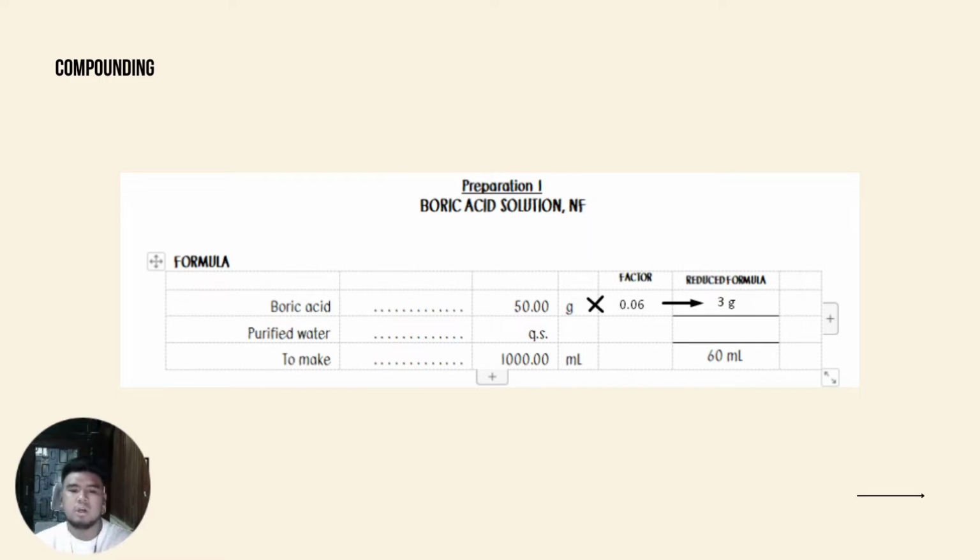and purified water. QS means that we need to add purified water until sufficient, or until our solution becomes 60 ml. So 3 plus whatever our purified water would be, the final amount of our solution is 60 ml. Now, let's proceed to pharmacy compounding.